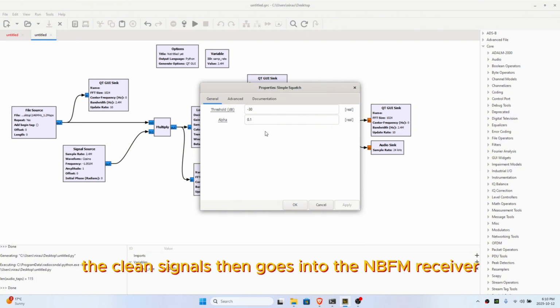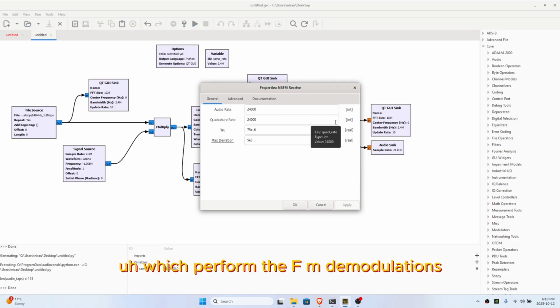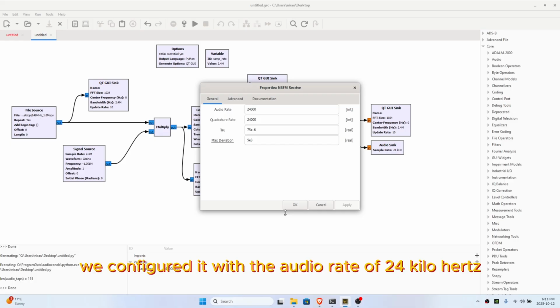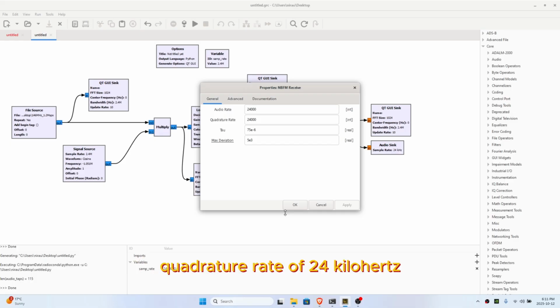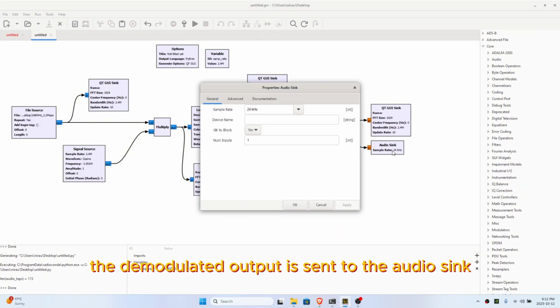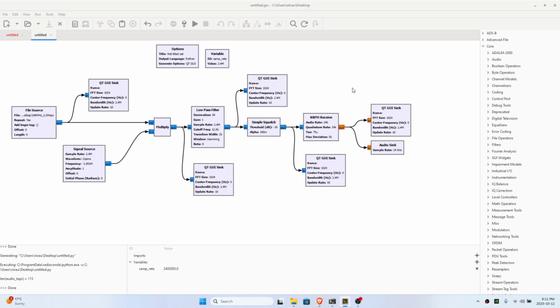The clean signal then goes into the NBFM receiver, which performs the FM demodulation. We configured it with an audio rate of 24 kilohertz, a quadrature rate of 24 kilohertz, a time constant of 75 microseconds, and a maximum deviation of 5 kilohertz, which are all standard settings for two-way radio systems. The demodulated output is sent to the audio sink at 24 kilohertz so we can hear the recovered voice.